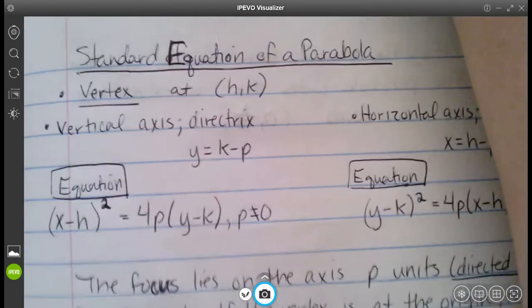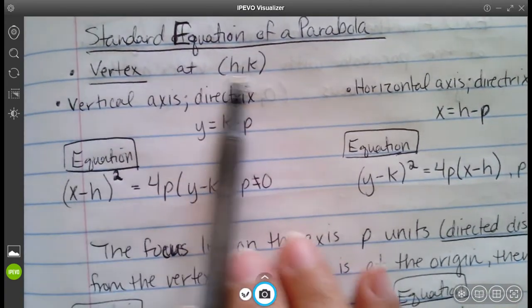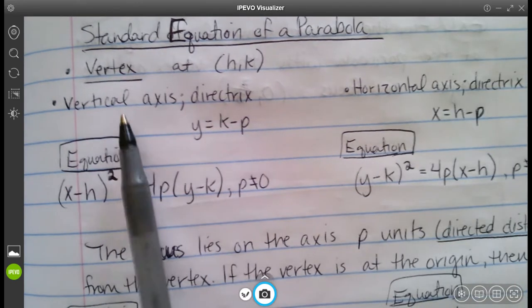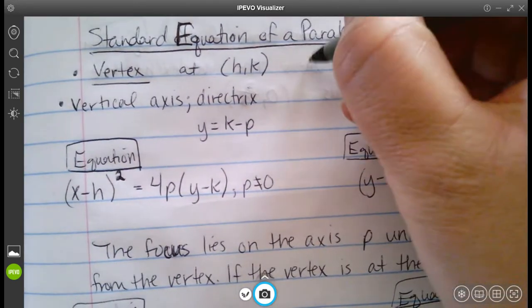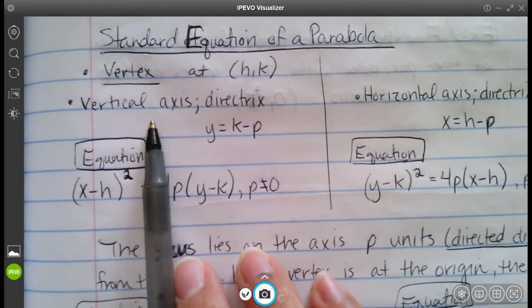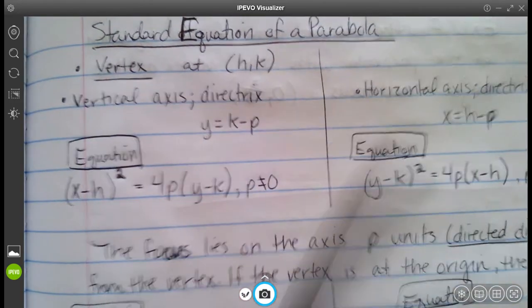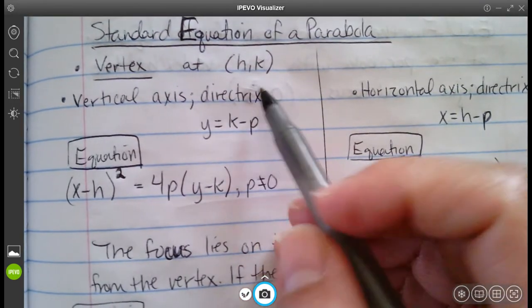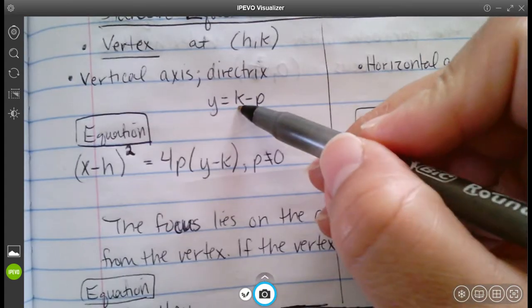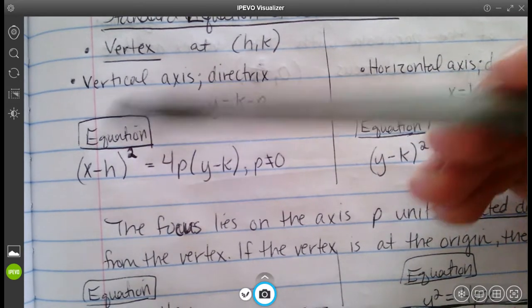We have the standard equation of a parabola whose vertex is at (h, k), and that's not any different from what we've seen already before. If the parabola is a vertical parabola, meaning it's the one we're used to that goes either up or down, then we have that the directrix is y = k - p, where k is part of the vertex, okay? The equation for something like that looks like this.